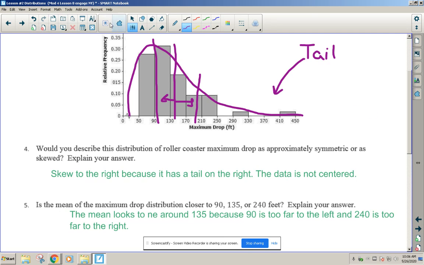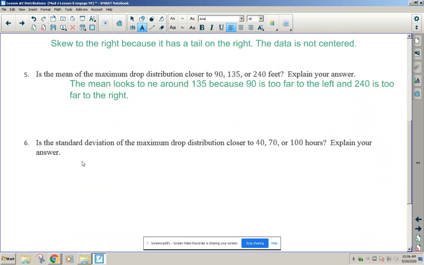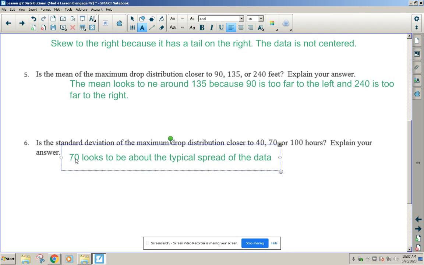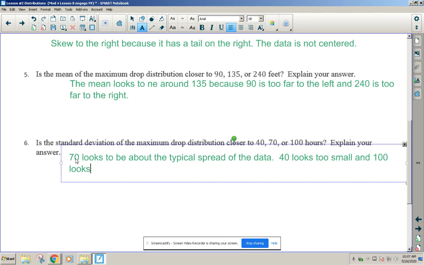So if I had to answer this question, I would absolutely be saying 70 looks to be about the typical spread. 40 looks too small, and 100 looks too big.